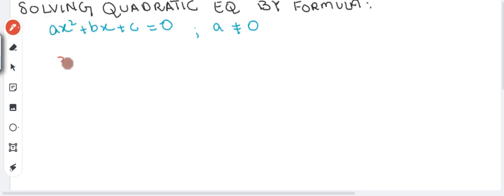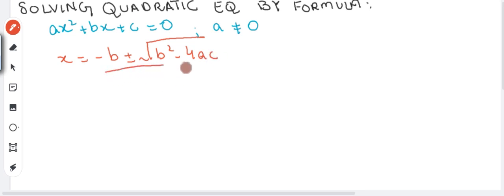x is equal to minus b plus minus under root b square minus 4ac, divided by 2a. So this is known as the quadratic formula, and this x is the unknown variable in which the quadratic equation is being expressed. This might be y, z, it can be any variable in which this quadratic expression is being expressed.